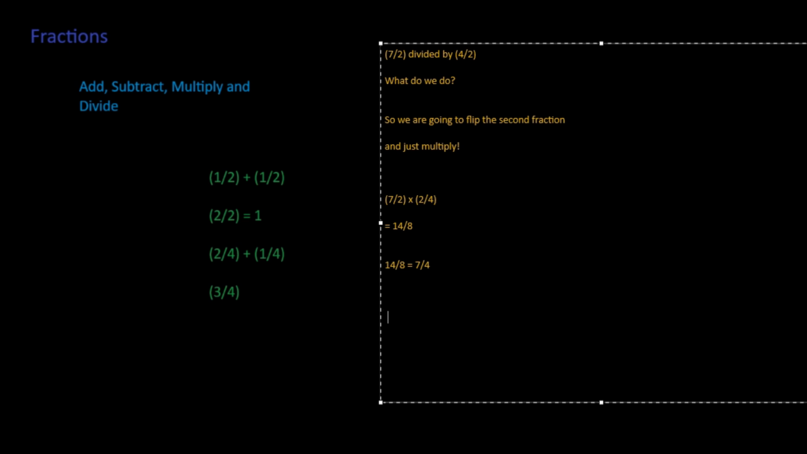Let's say we have 1/8 divided by 2/8. So what are we going to do? We are going to flip the second fraction and just multiply. So we'll say 1 divided by 8 multiplied by 8 divided by 2. 1 times 8 is 8, and 8 times 2 is equal to 16, and that's going to give us our answer of 8 divided by 16, or 1/2.